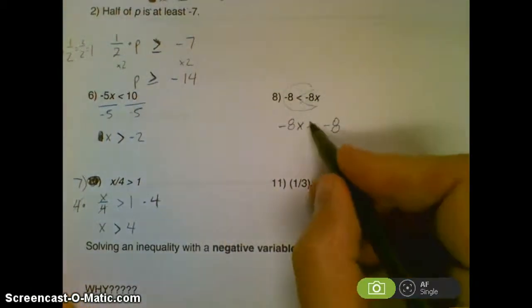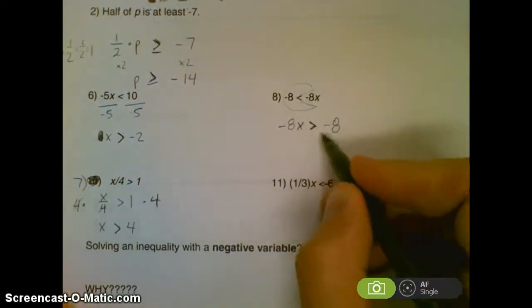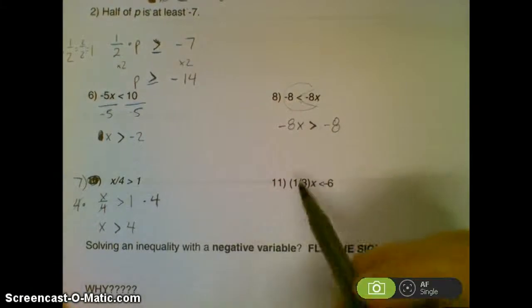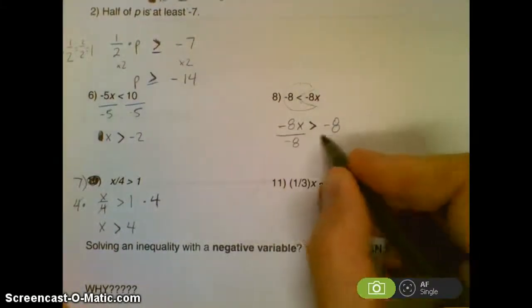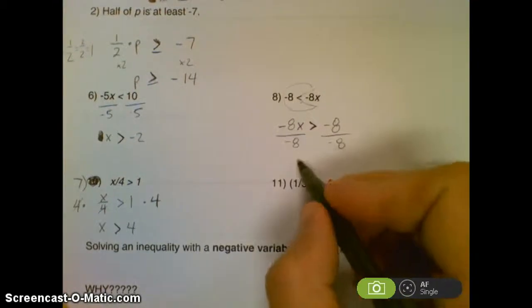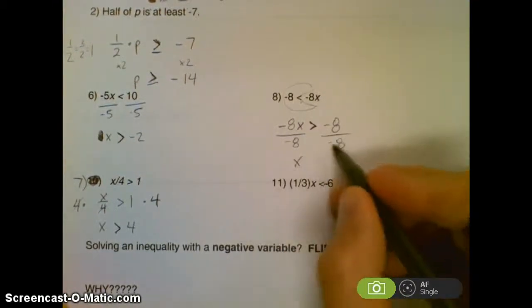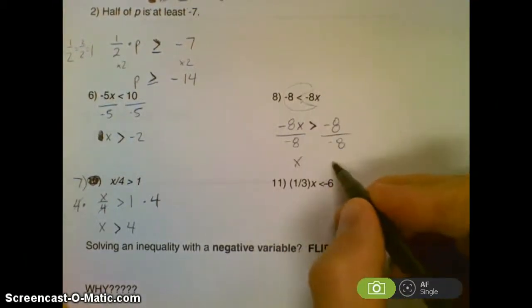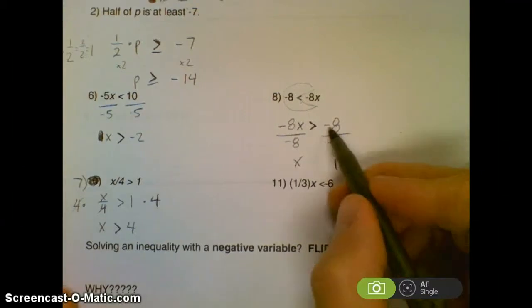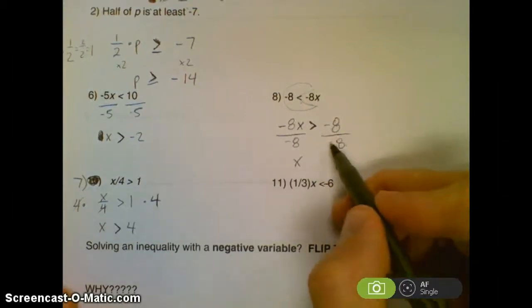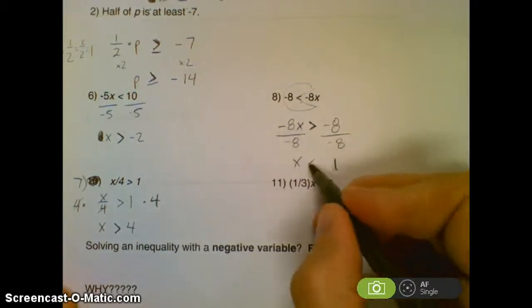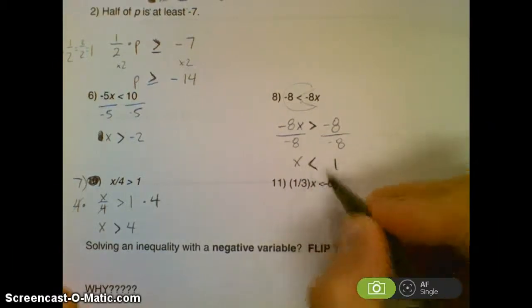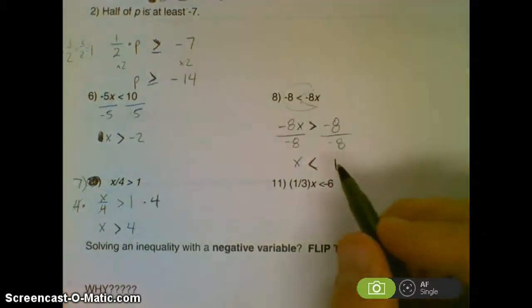And I haven't changed any signs yet. I haven't done any solving to change any signs. I just reordered things. So now I can divide by negative 8. Divide by negative 8, and I get x. Negative 8 divided by negative 8 is positive 1 because a negative divided by a negative is a positive. And since I had a negative variable here, I do flip the sign. Since I got rid of that negative, I do have to flip the sign.